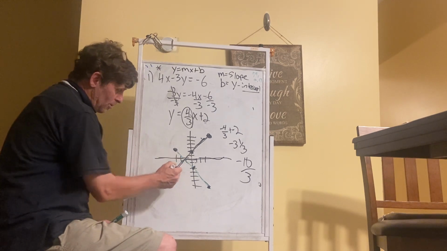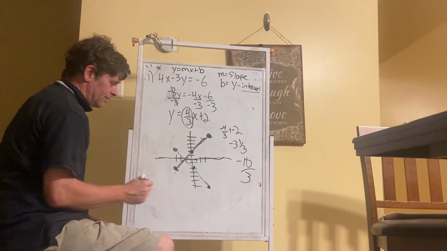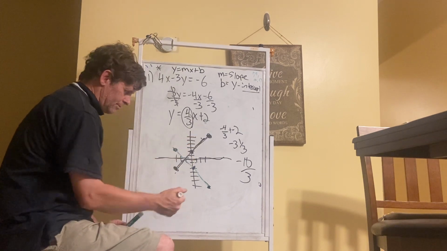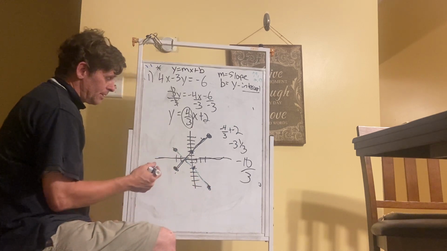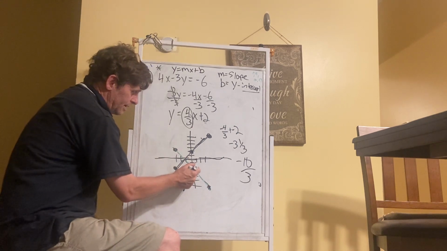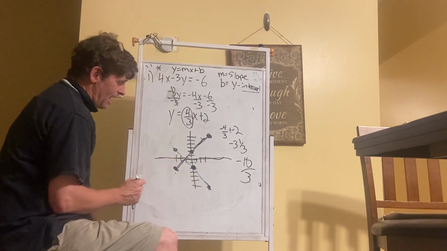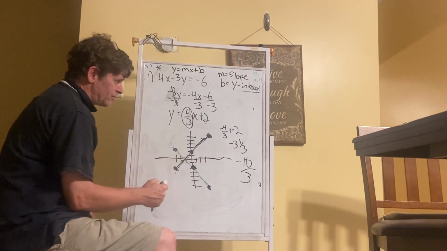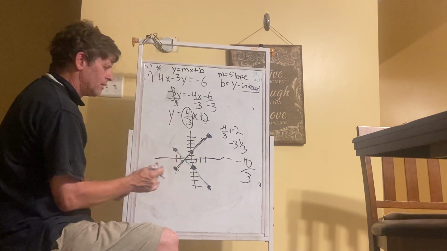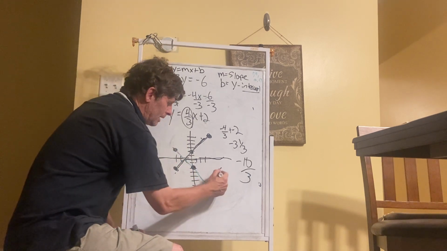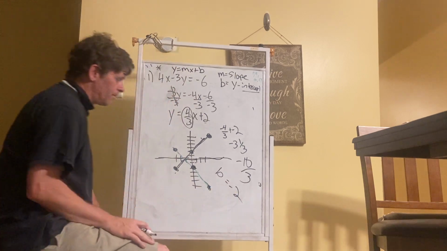So I looked at this point and I matched it up with this point. I looked at this point and matched it up with this point. I drew the line, and I noticed that this one crosses the y-axis at -2. Kind of makes sense. If that one's +2, that one's -2. Look, the mirror right there. Okay, so b is -2.